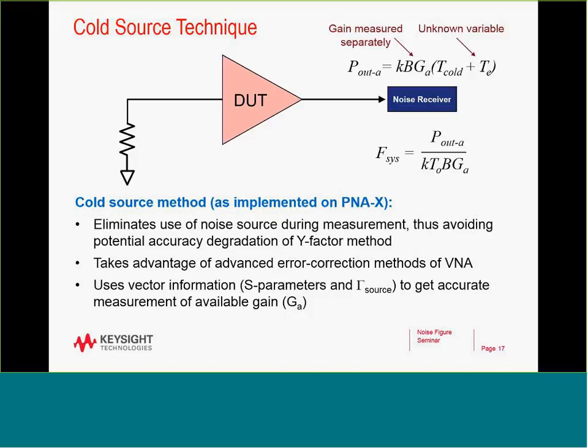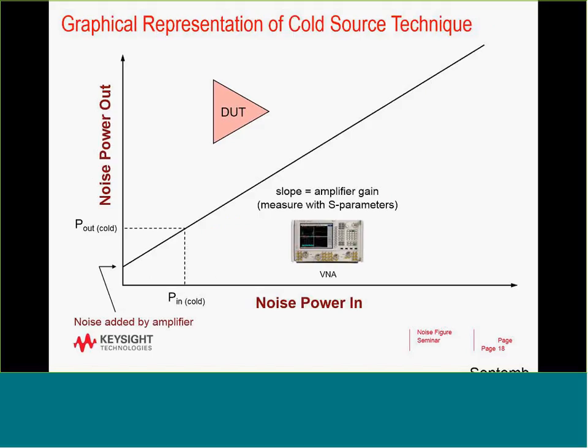The advantage here, obviously, is that there are vector-corrected techniques available to us in the network analyzer that can help us increase the accuracy. This is a graphical representation of our cold technique. The slope is actually measured using an amplifier gain, an S21 measurement. We give it a P in and a P cold measurement, and we can measure the overall noise power and calculate the noise figure.